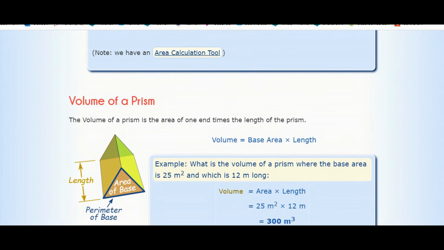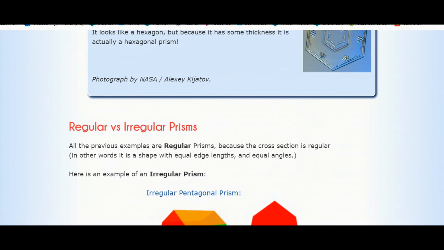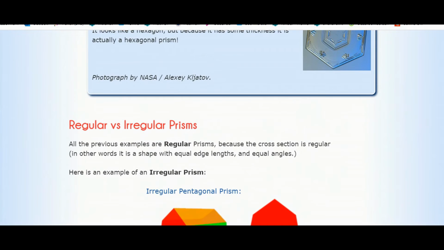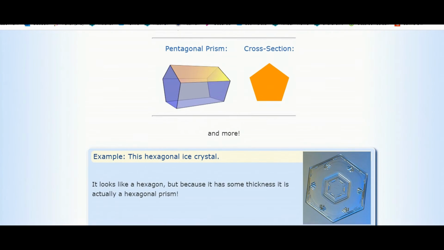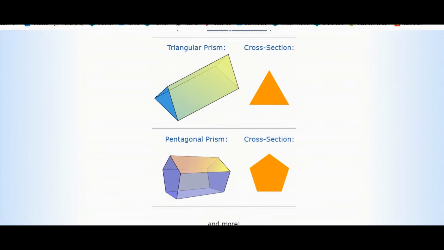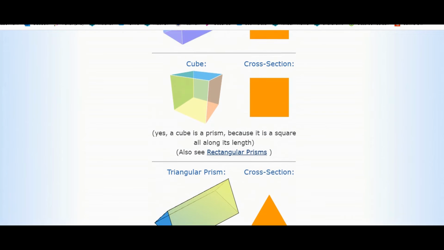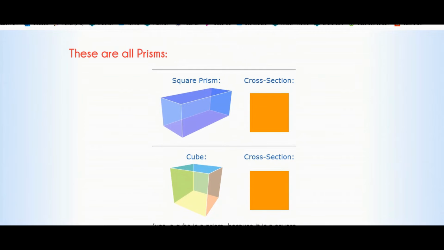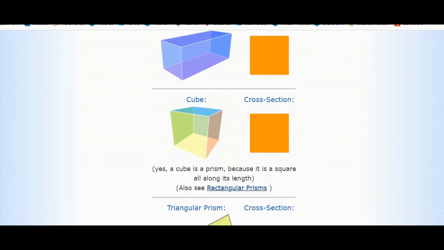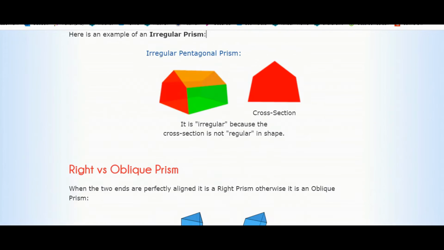However, we can have a triangular prism, or pentagonal prism, whatever the side. So the cross section is given by a polygon, right? And so the name of it can be a square prism, cube prism, triangular prism, pentagonal prism, and of course many others.